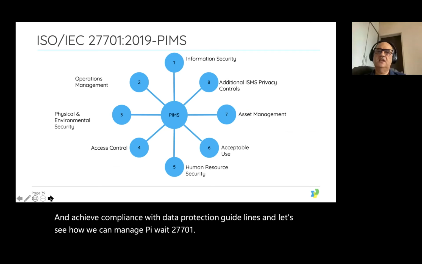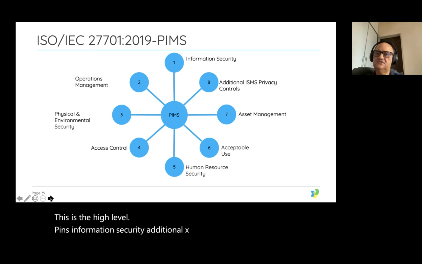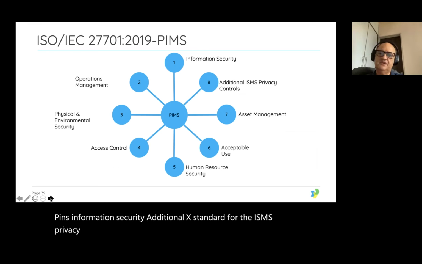This is the high level PIMS, an additional standard for the ISMS, covering privacy controls, asset management, acceptable use, human resource, access controls, physical controls, and of course, operation management.